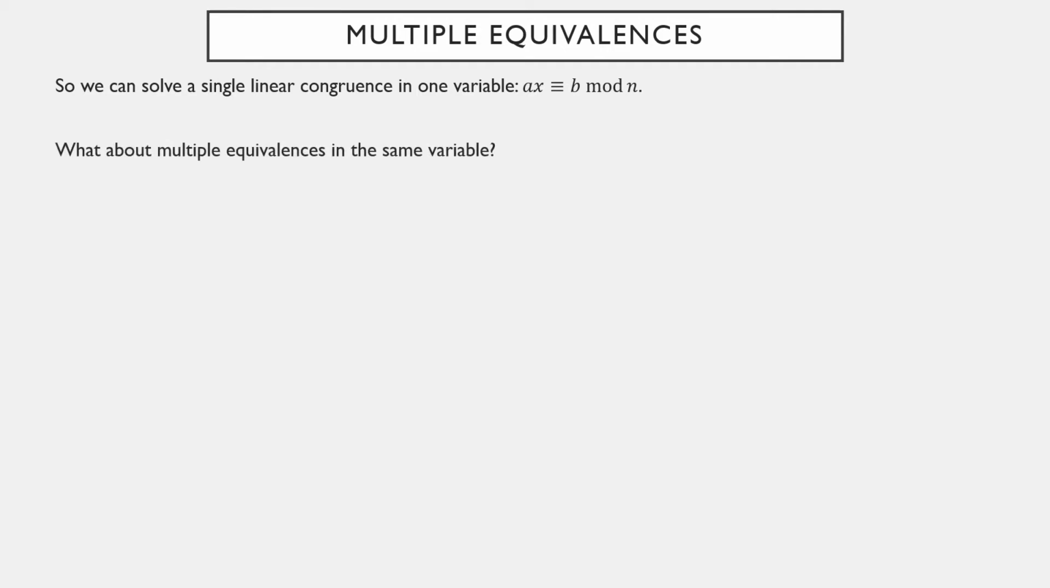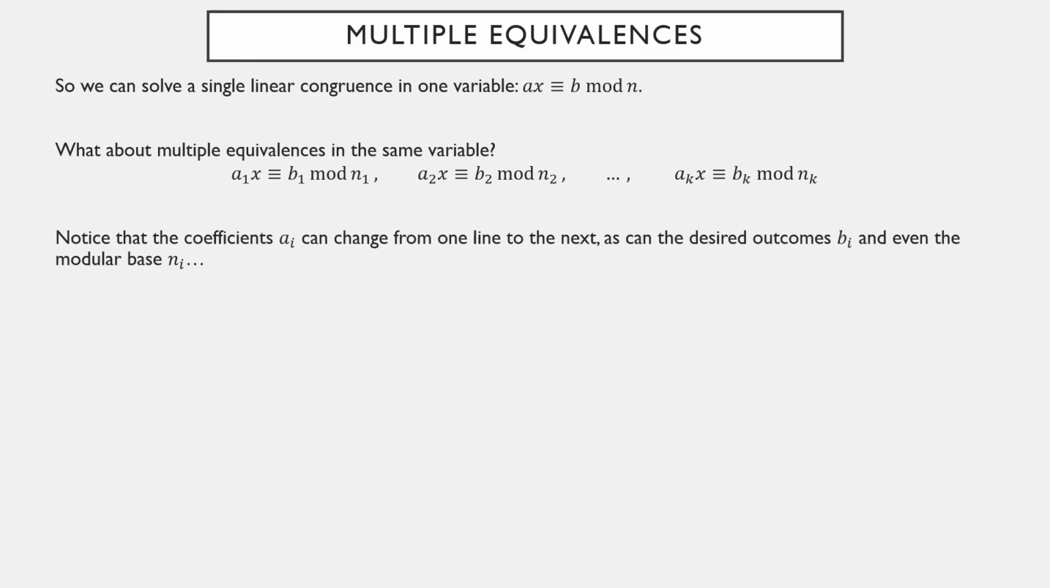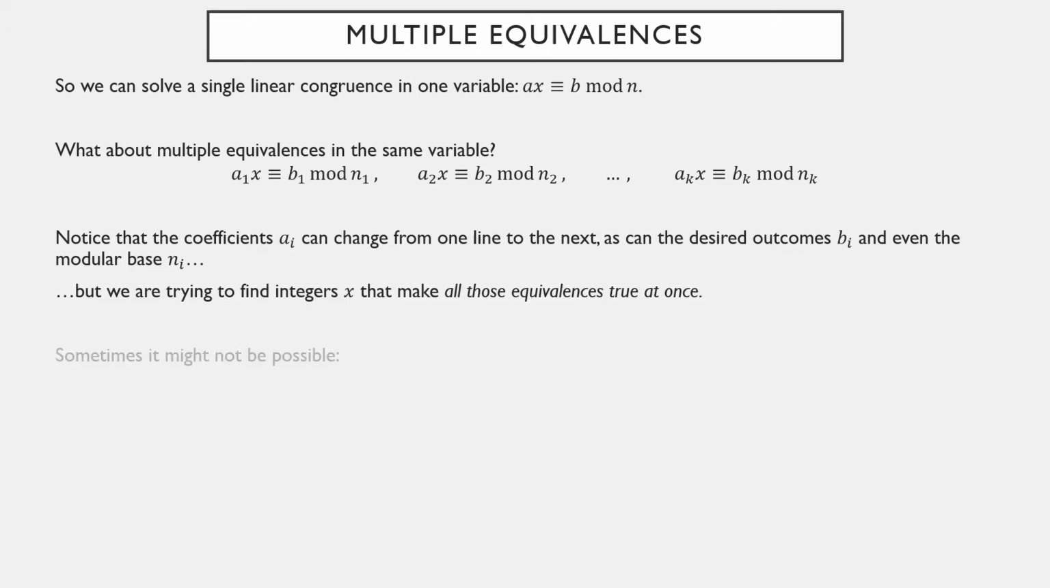What if I have, however, multiple equivalences in the same variable, like this? Now, I want a1 times x to be equivalent to b1 mod n1. I want a2 times x to be equivalent to b2 mod n2, and so forth all the way until ak x equivalent to bk mod nk. The coefficients ai might be changing from line to line. The desired outcomes bi might be changing from line to line. The base ni might be changing. But x is not. It's the same x in every line here. So we're trying to find integers that solve all of these linear congruences at the same time.